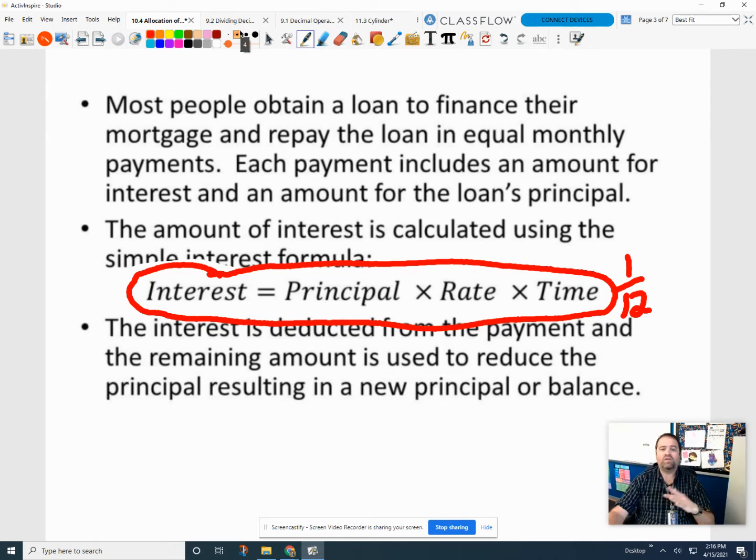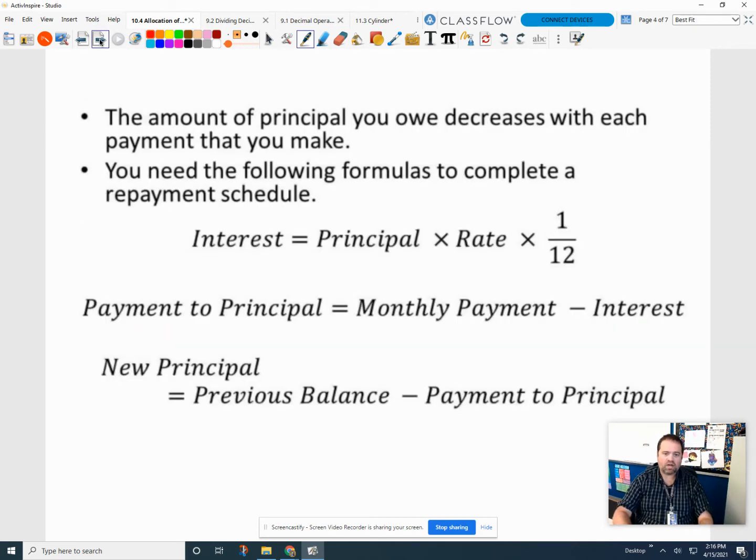Okay. We've done this before, calculating 1 month's interest, but not on a loan this big. So our formula is going to be tweaked a little bit, and we're going to do principal times rate times 1/12. Or if your calculator doesn't do fractions, you can just divide by 12 instead of multiplying by 1/12. It'll work out the same. That's actually what I do because it's a couple less keystrokes.